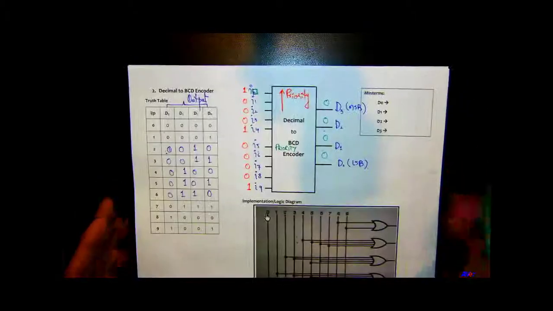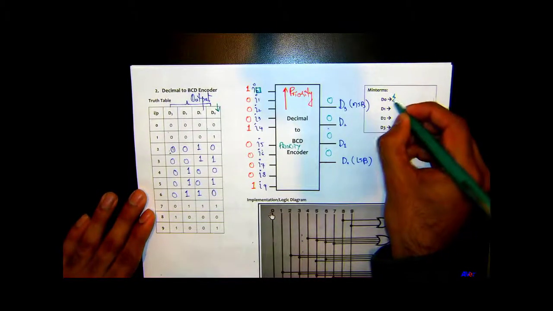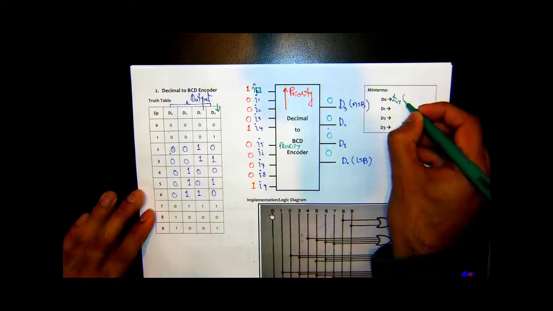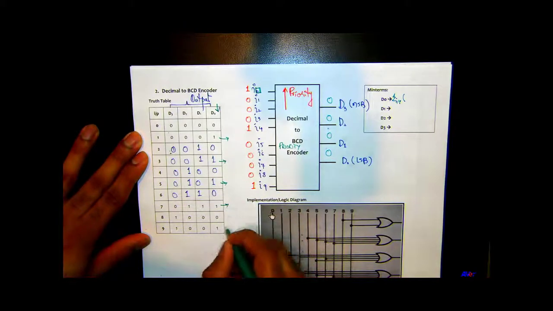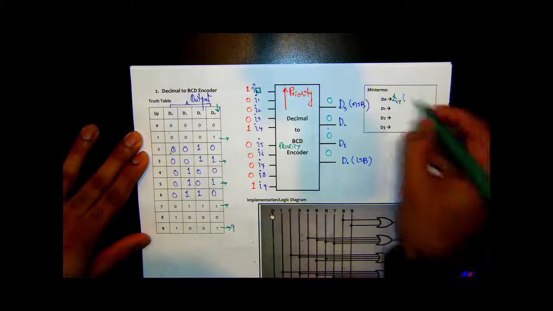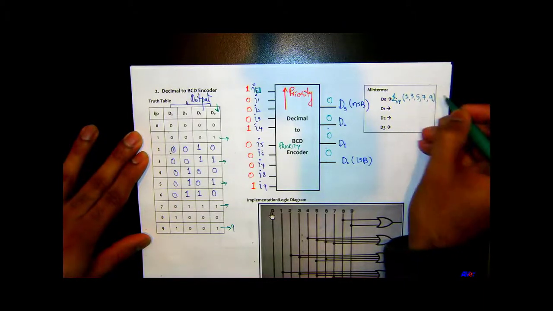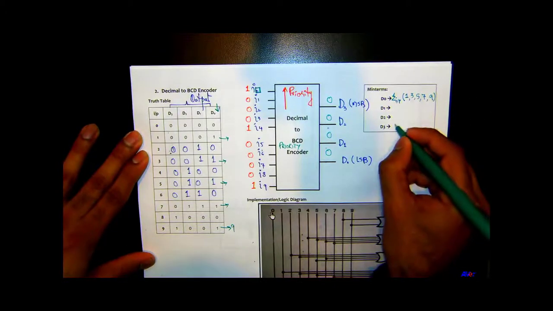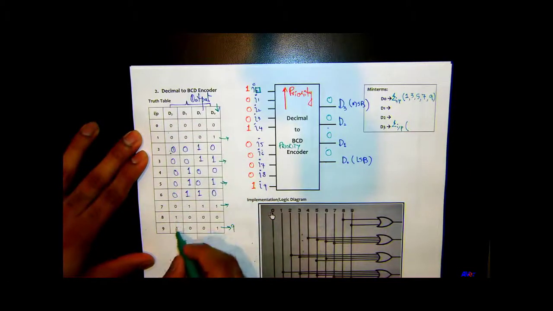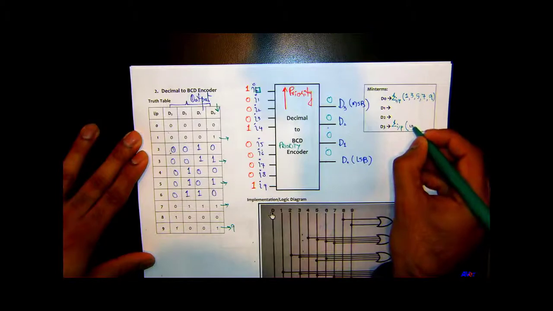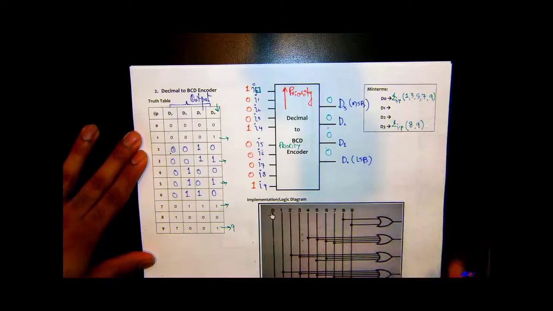What are these min terms? D0. If you look at D0, just look at this column right here. Those are 1, 3, 5, 7, and 9. Yeah. So 1, 3, 5, 7, and 9. Let's look at D3. D3. So 8 and 9. Okay. You can finish this later.